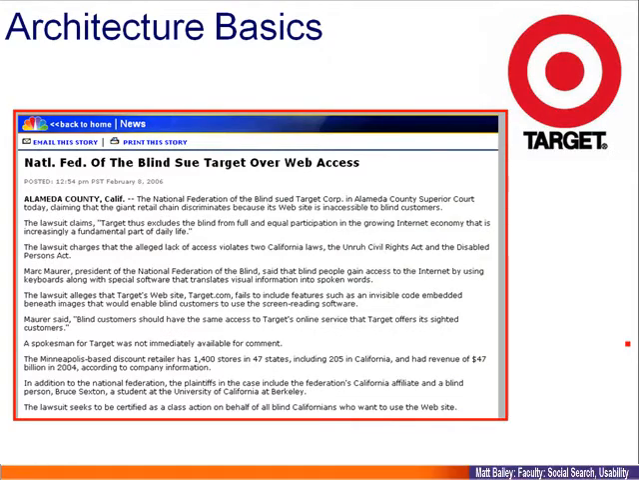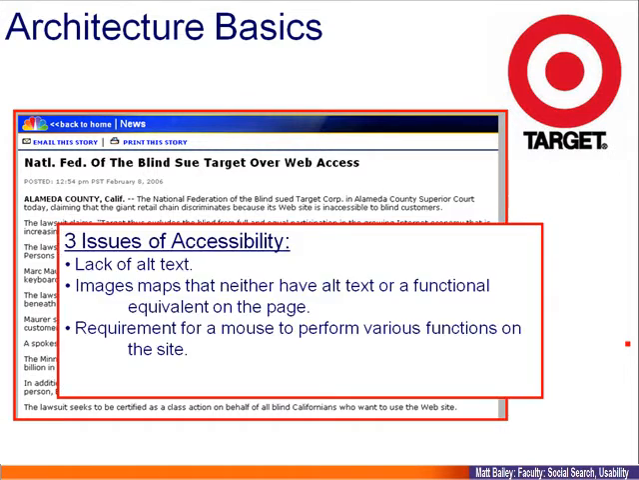Now, to talk specifically about architecture, I want to start with an example so that we can see how critical this is. A story that I've been following for the past couple of years is when the National Federation of the Blind sued Target over an inaccessible website. And what was it specifically that they're upset about? Well, there were three things.